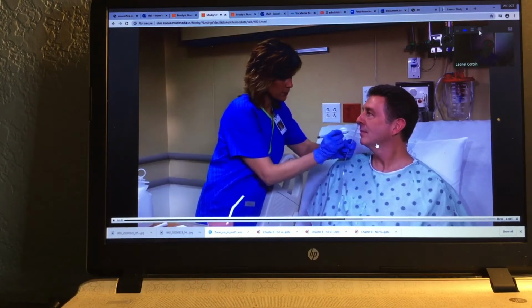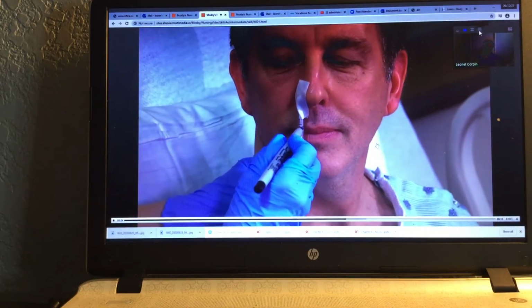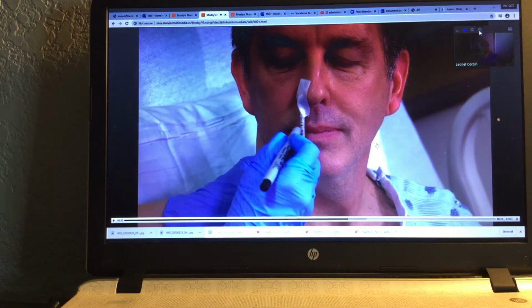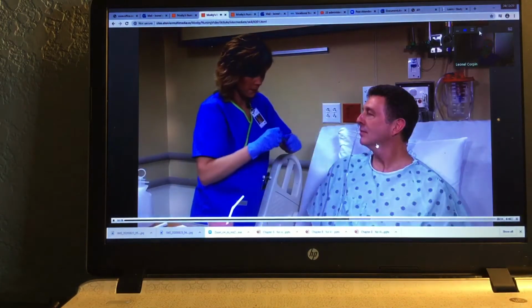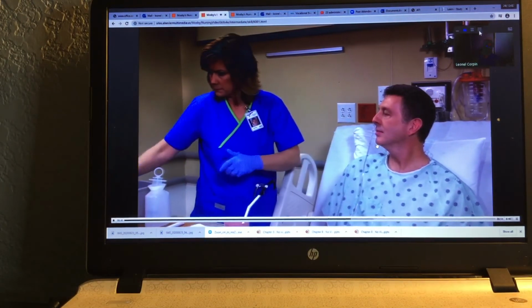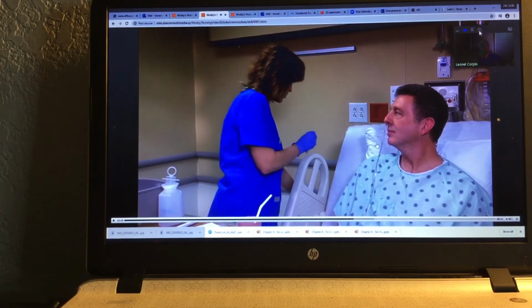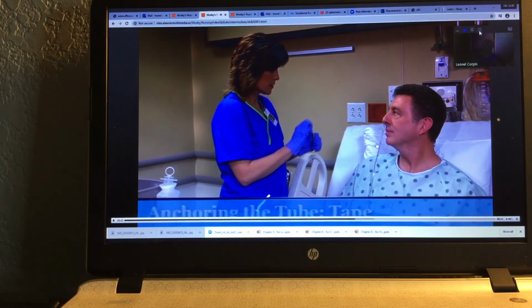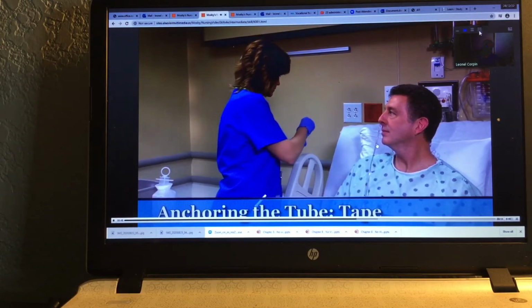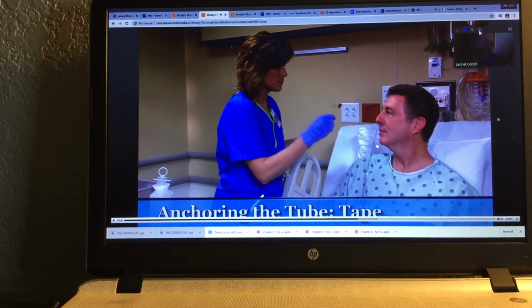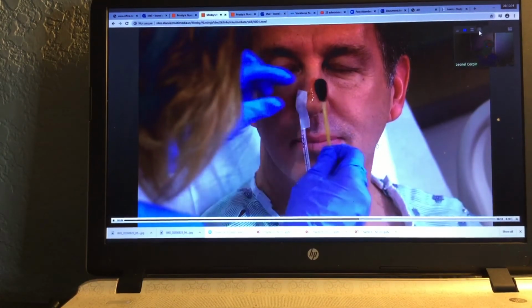Just going to mark the tube. Mark the exit site on the tube with indelible ink. Then secure the tube to the patient's nose. Now I'm going to put some tacky adhesive on your nose. To use tape, apply tincture of benzoin or another skin adhesive to the tip of the patient's nose. It should feel tacky.